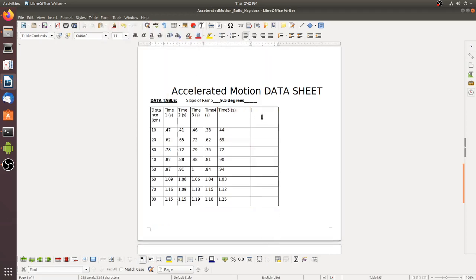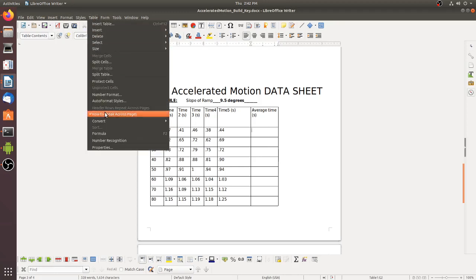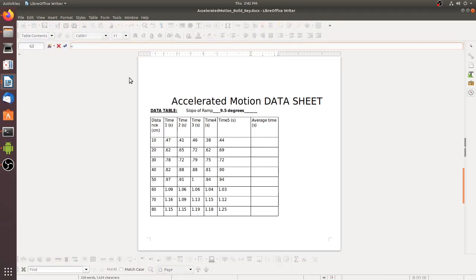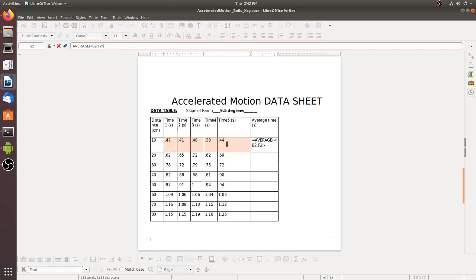Make it a little bit bigger. And I'm going to call this the average time. And I'll put it in seconds. So I think you can do a formula, and probably they have a formula called average. I'll try that. And then I'll put some parentheses. Then I'm going to select these 5 numbers here.